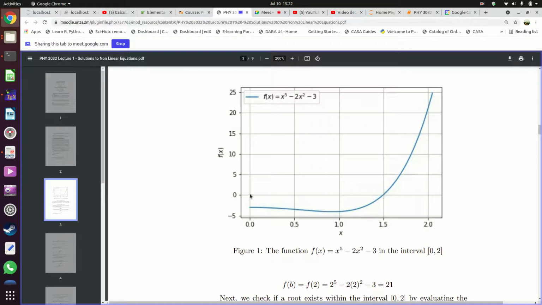If you choose an interval of 0 and 1 here, the function doesn't cut the x-axis in this particular interval. So if your interval is 0 and 1, this is a wrong interval because, as you can see from this graph, there is nowhere where the function cuts the x-axis. Are we clear? Yes.